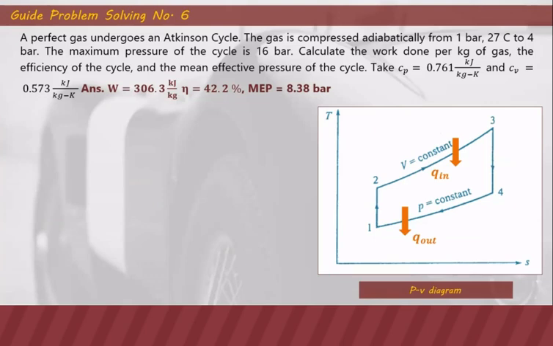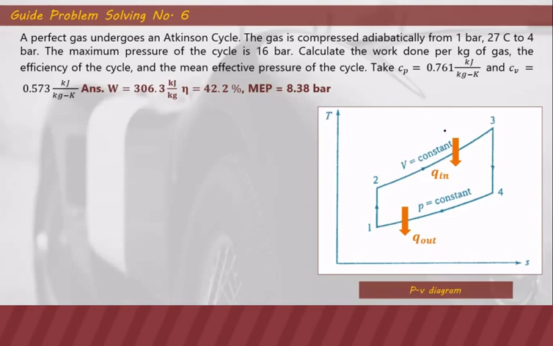So for this gas, we will take Cp as 0.761 and then Cv as 0.573 kilojoules per kilogram Kelvin. Otherwise, if it is not given, we will just use the properties for air. And then since it's given, we are going to use this specific heat.